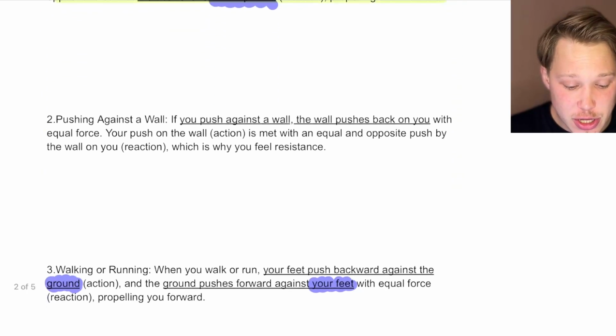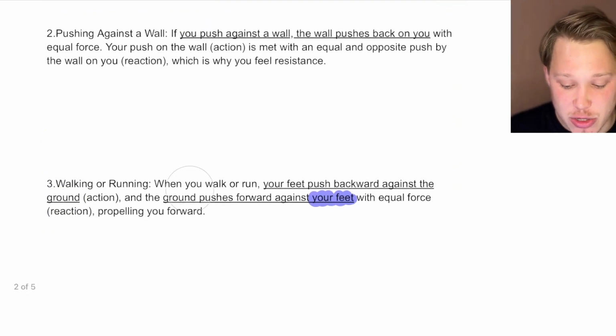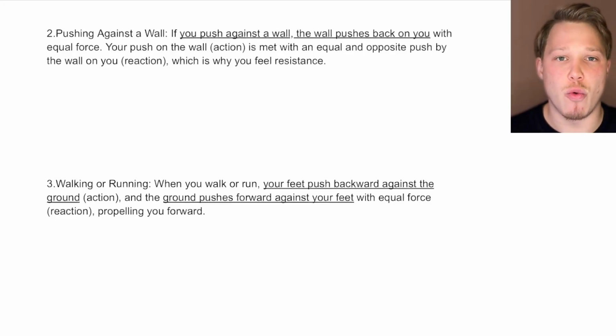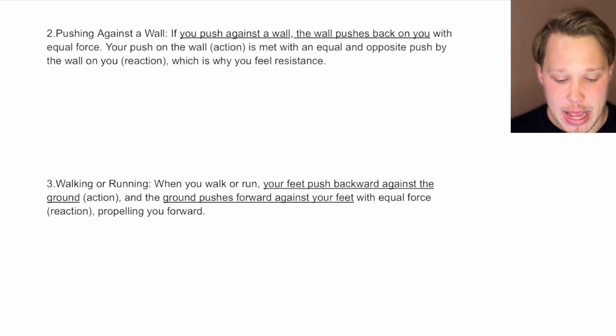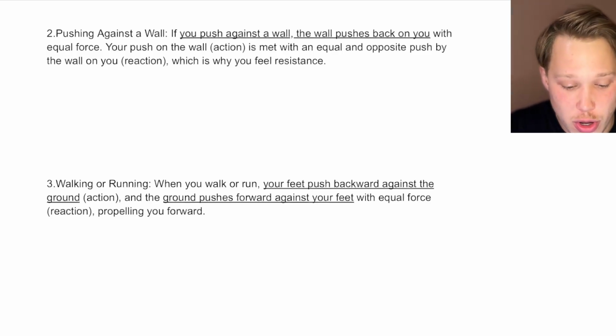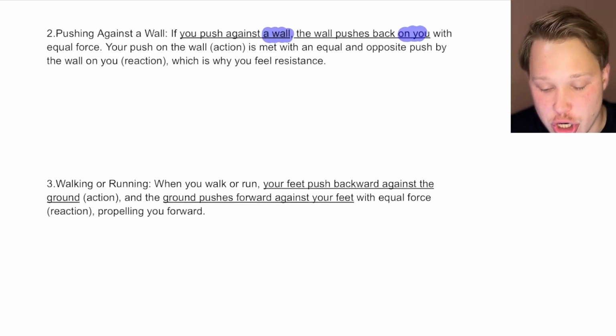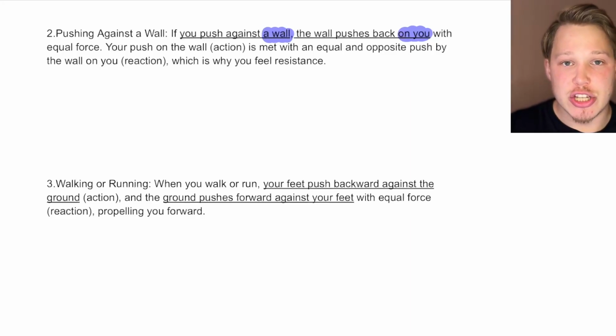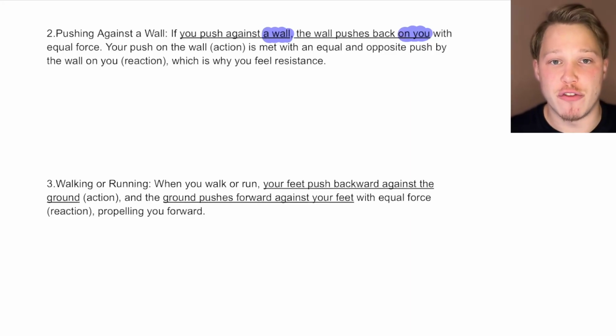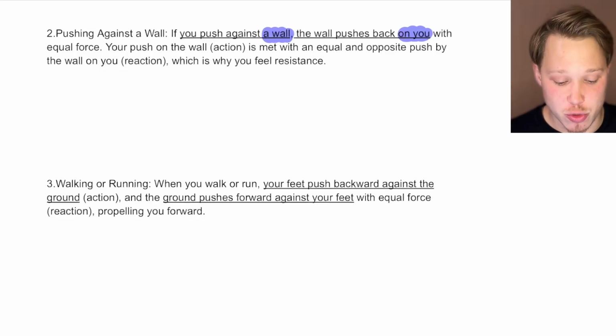Another example of this would be, let's say, if I'm pushing against the wall. So just the same way as we were talking about the table, right? If I'm pushing against the wall, it is pushing back at me, right? So I'm pushing on the wall, but the wall is pushing on me. Again, the action and reaction forces are applied to different objects, as you see in this example as well. What about when you're walking or running, right?